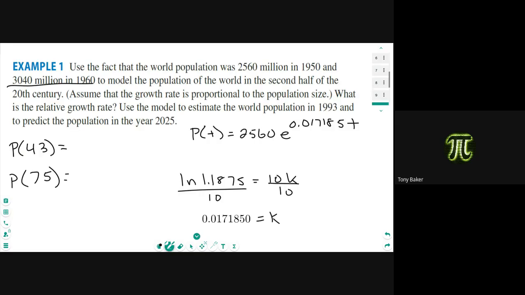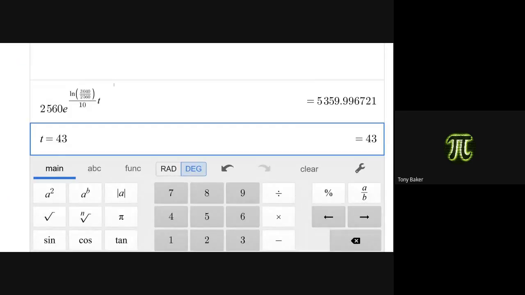All right, so what is our population in 1993? This is where I like using Desmos, and I can just copy and paste that right up in there as just K. So I got 5360. Because then I can just type this in and do 75. And I get 9289.